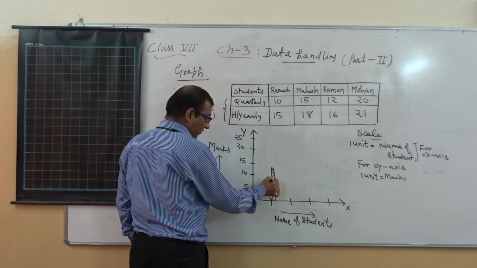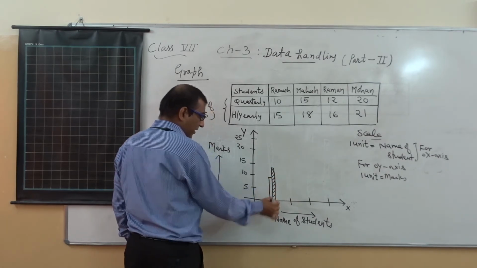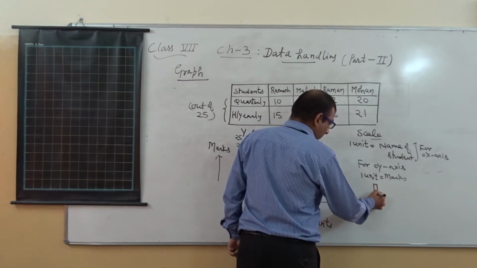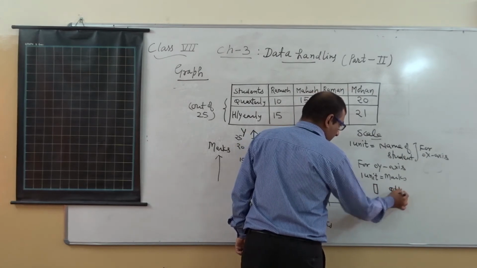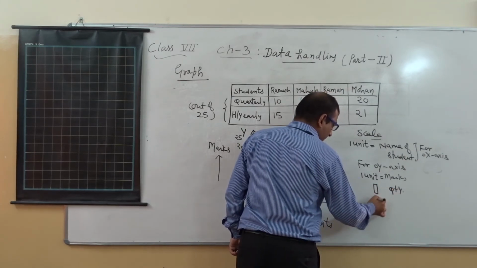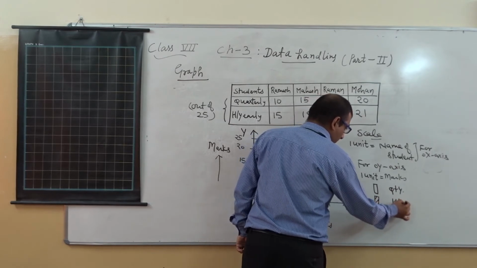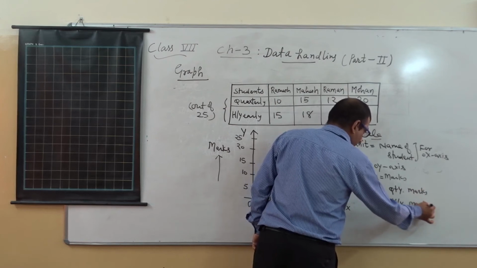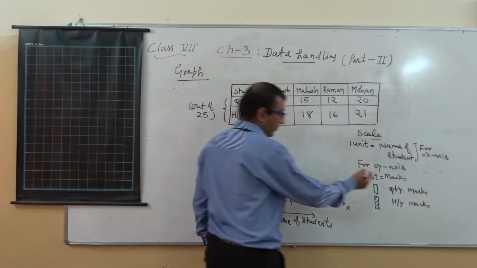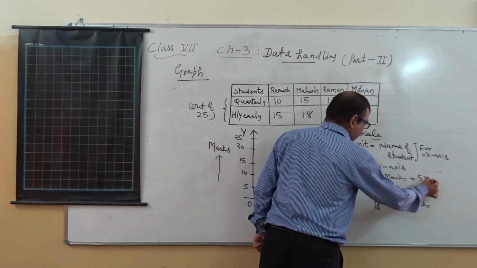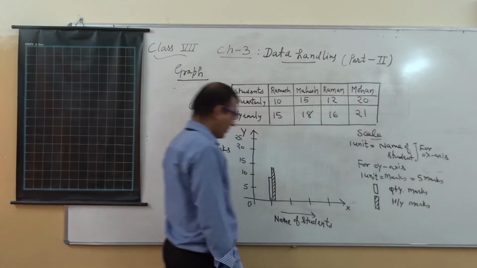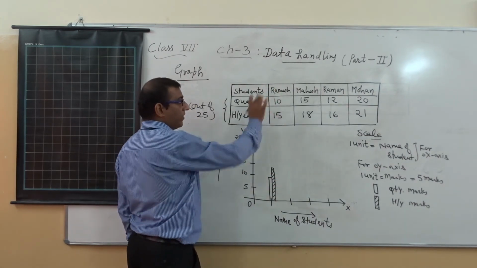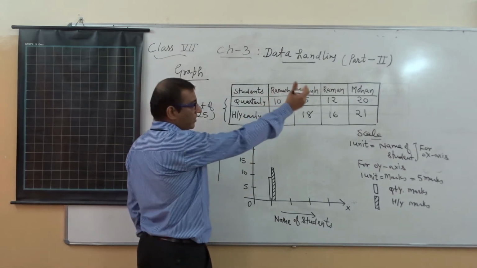It is better if we indicate the half-yearly marks by shading, and we will denote it here also. This is related with quarterly marks and this is related with half-yearly marks out of 25. Here we will write 10 and 15 marks. So these two buildings which are attached with each other, this is the position of Ramesh. Same we will do with Mahesh, Raman and Mohan.